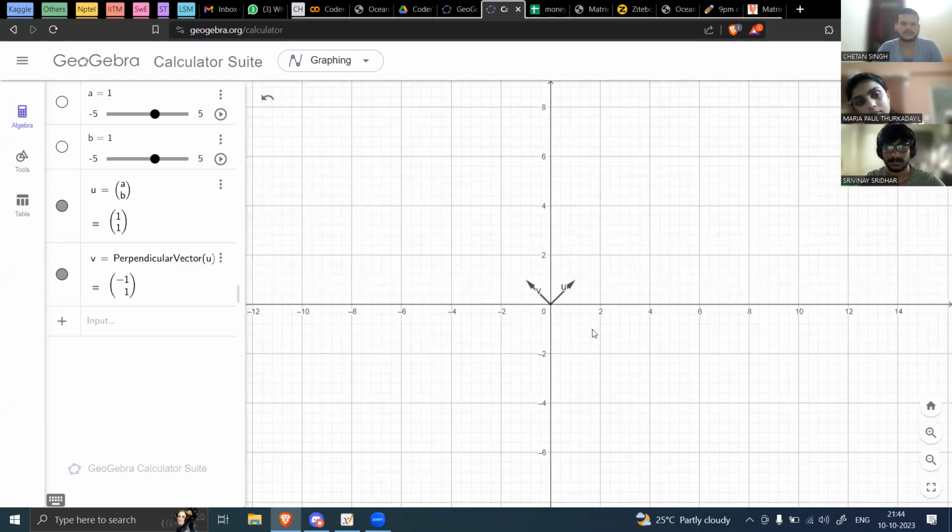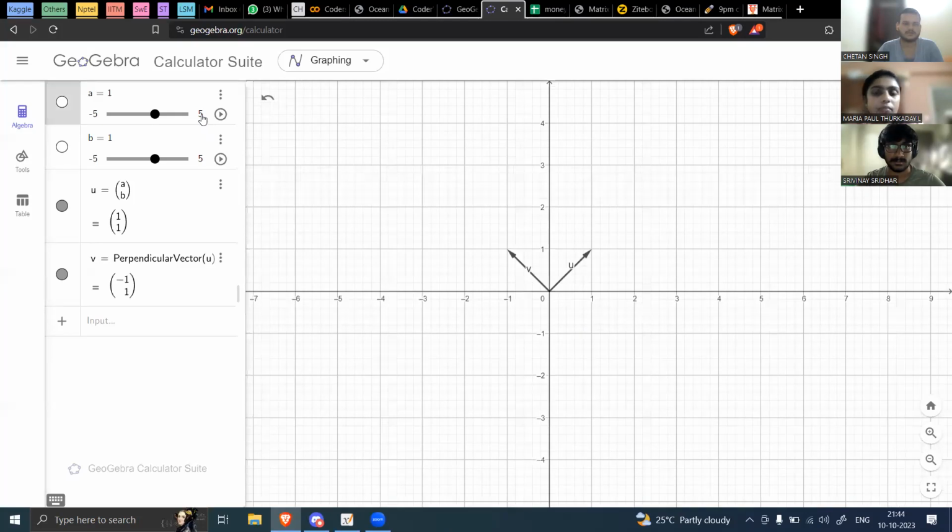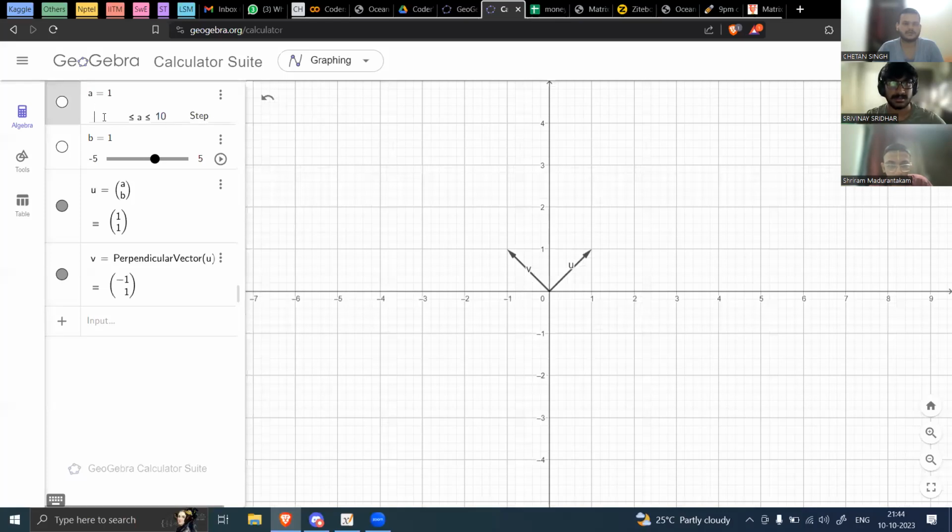And can you change the range of A and B as well? How much? 10 is enough, right? 10 and minus 10? Perfect. Ajit, can you stop doing that?